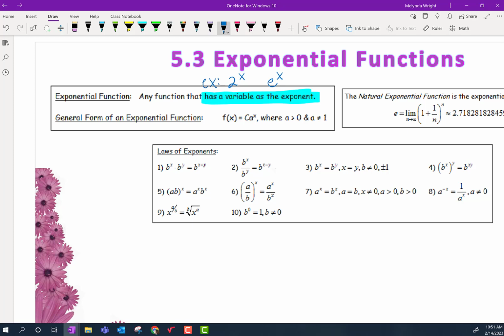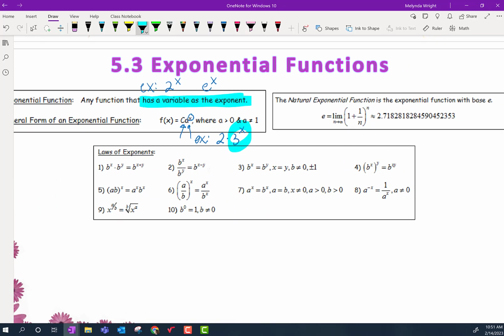So for a general form of an exponential function, you have just a number c, and then a is the base to the x. So for example, perhaps we have 2 times 3 to the x. According to order of operations, we would deal with this portion first, the 3 to the x, and then we would multiply by the 2, if you recall. So that's a general form of an exponential function.